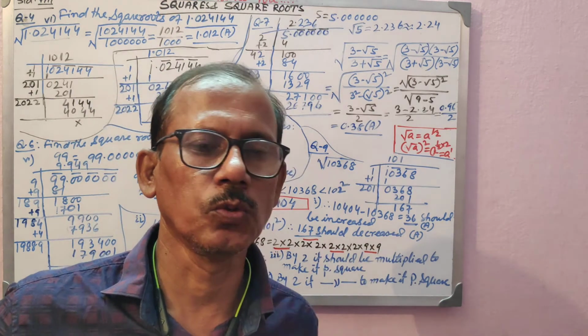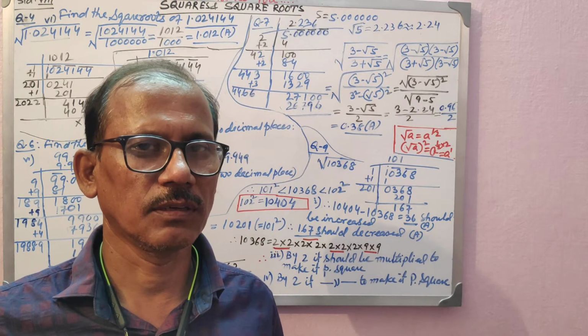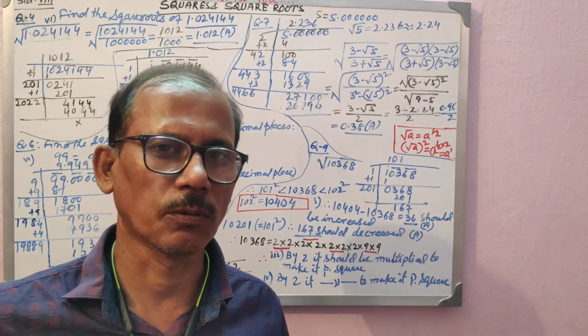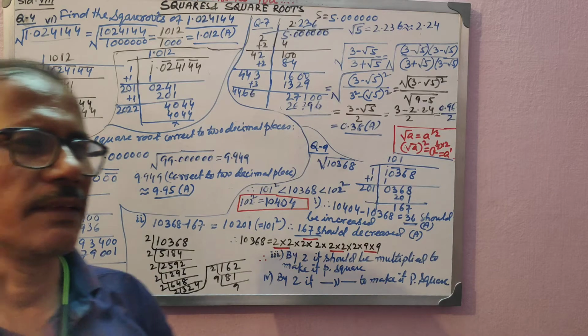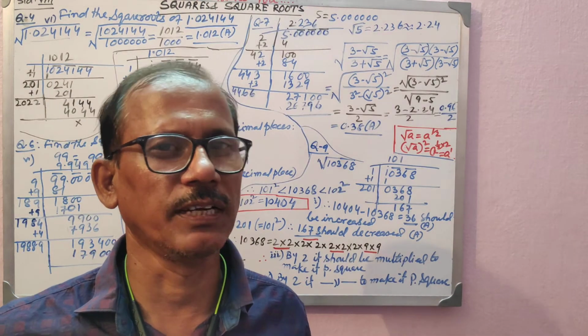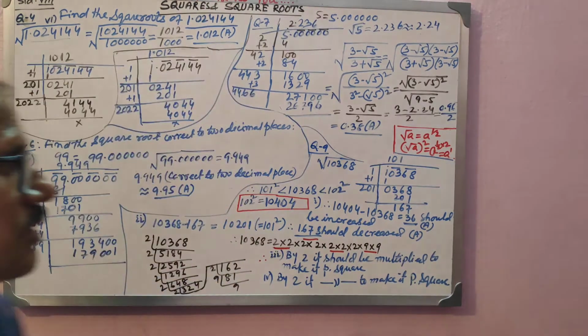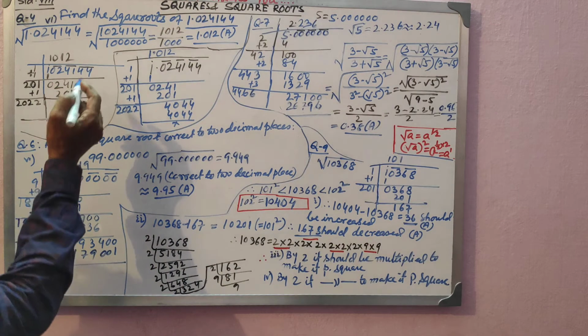You can solve it through your prime factorization method. You can solve it through the division method. But I will tell you, it's a larger number. If you do it by the division method, it will take less time. Division method, you learn it once again. I have done this one.